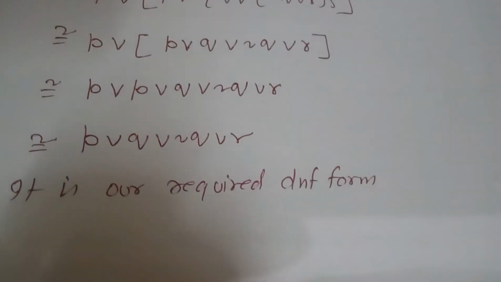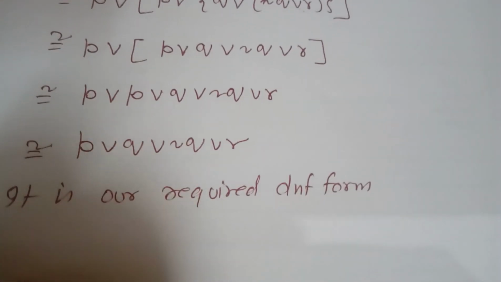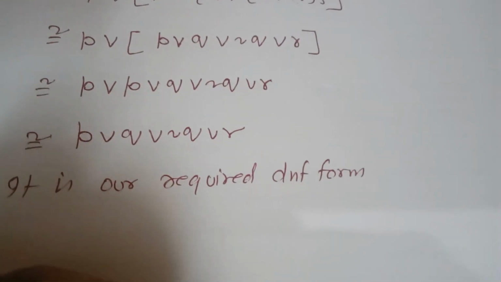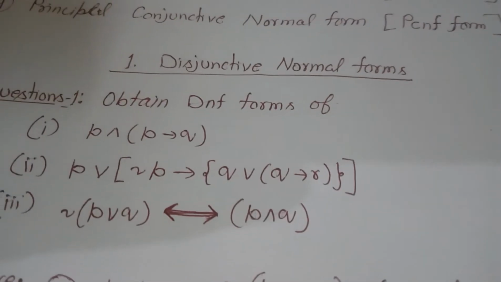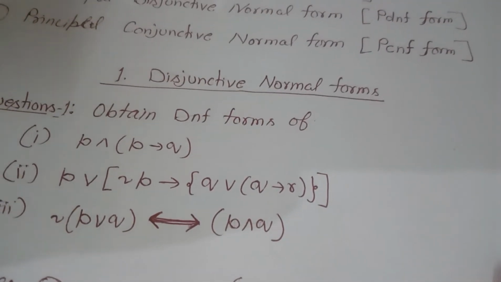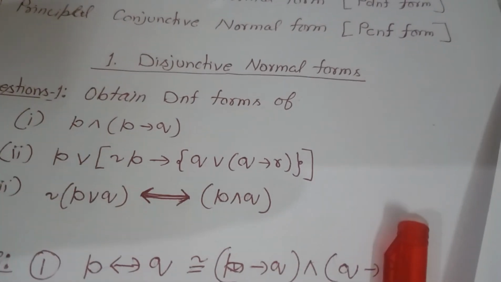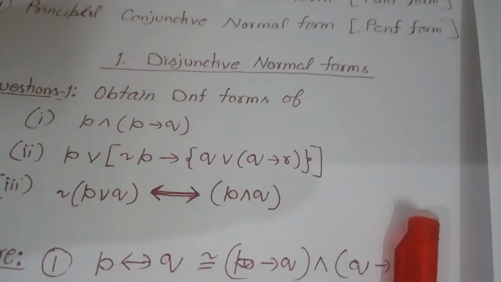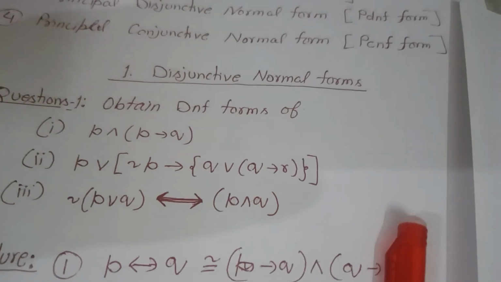So now students, you are all instructed to solve in the same way question number 3, that is negation of P or Q biconditional P and Q. Thank you. Tomorrow we will discuss the other form, conjunctive normal form.